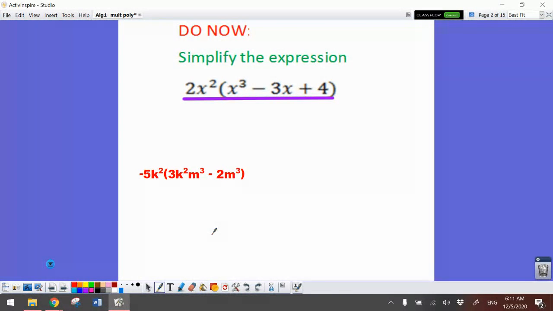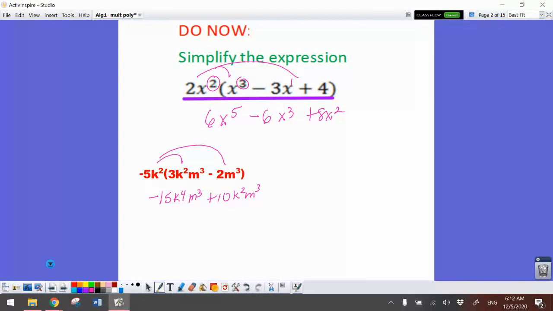All right, let's see how we did. So this is a 6x^5 because we're adding our powers. Minus 6, 2 and 1 is 3, and the last one would be an 8x squared. And the nice part is that is already in standard form. This next one, negative 15 k^4 m^3, plus 10 k squared m cubed. And that one is done.